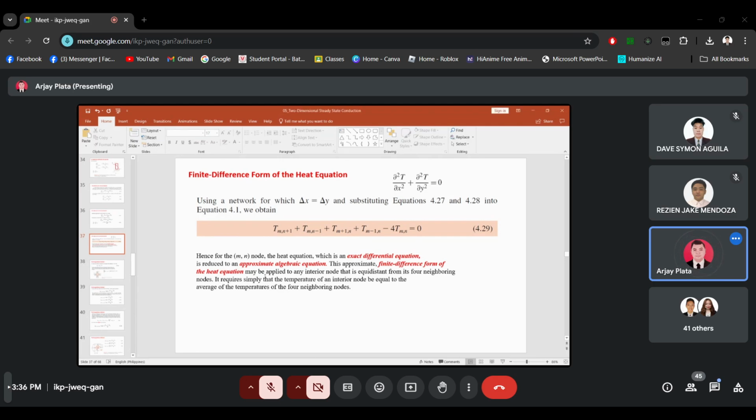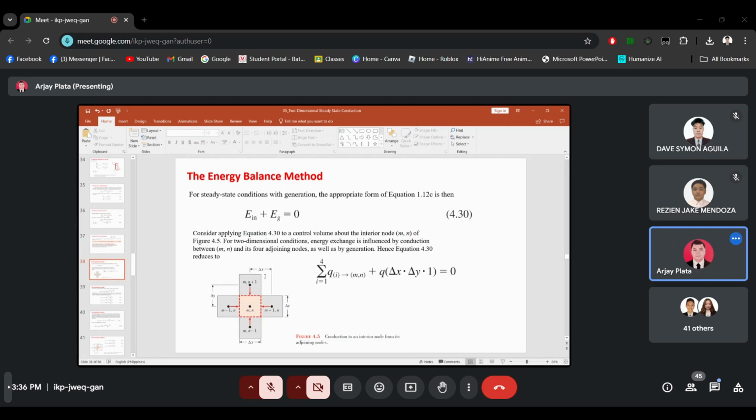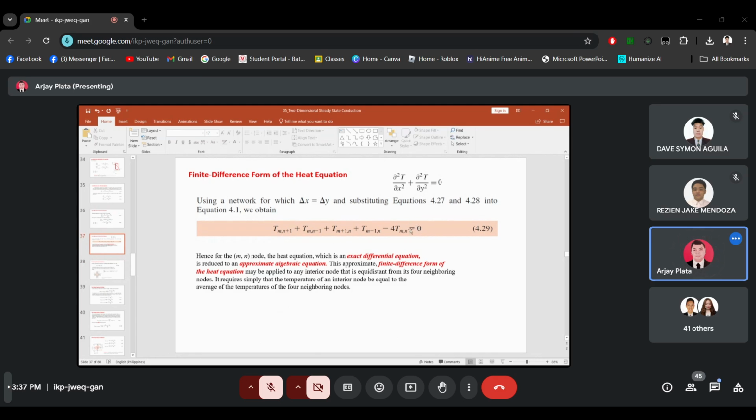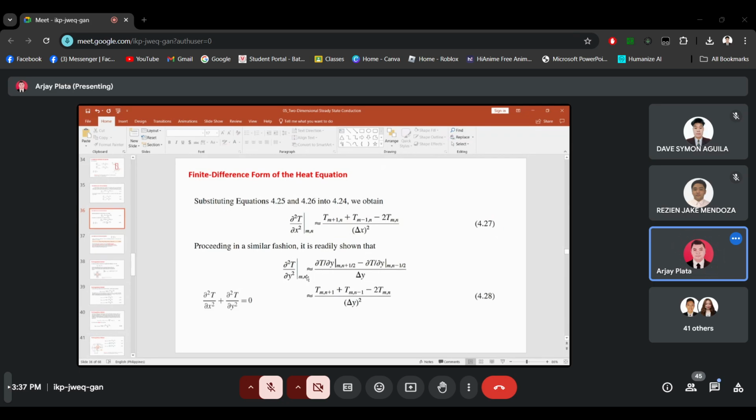We have now the energy balance. By the way, since we have this temperature, if there's a temperature given, we can calculate the temperature if delta x equals delta y. So that's our finite difference form.